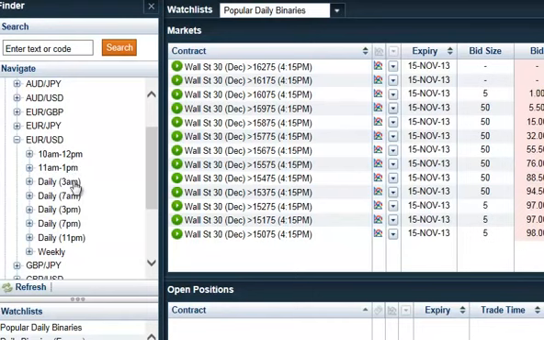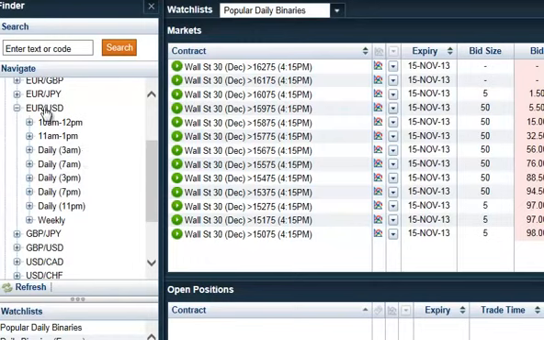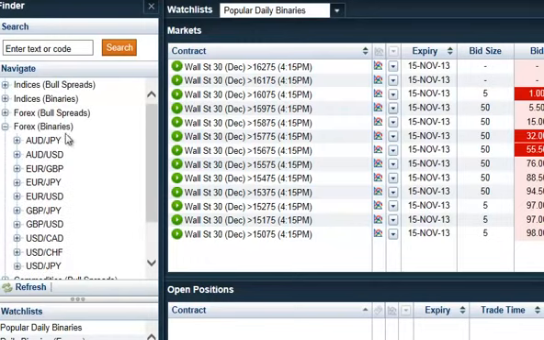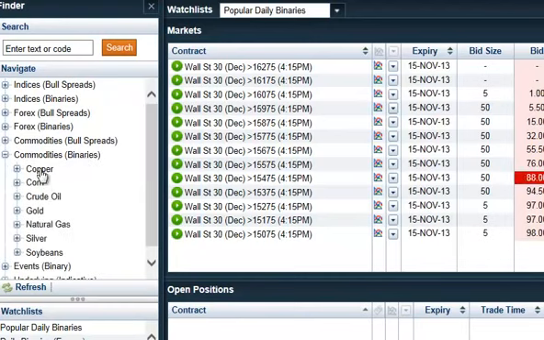So they actually have a 3 a.m. Eastern Time close, a 7 a.m. Eastern Time close, a 3 p.m. later today close, a 7 p.m. tonight close, an 11 p.m. tonight close, a weekly close. And again, like I said, you have 10 different forex pairs. Next, commodities. They have, what is it, 7 different commodities: copper, corn, crude oil, gold, natural gas, silver, soybeans.